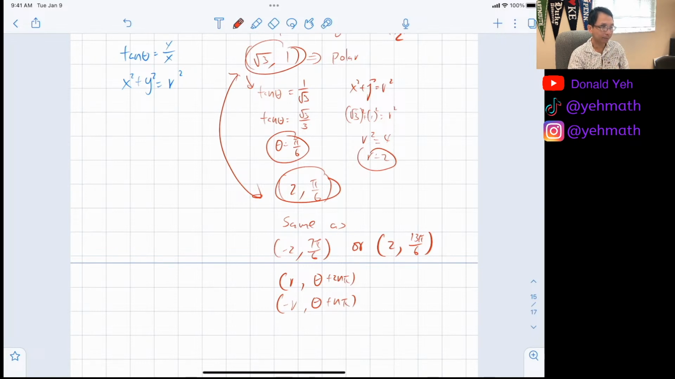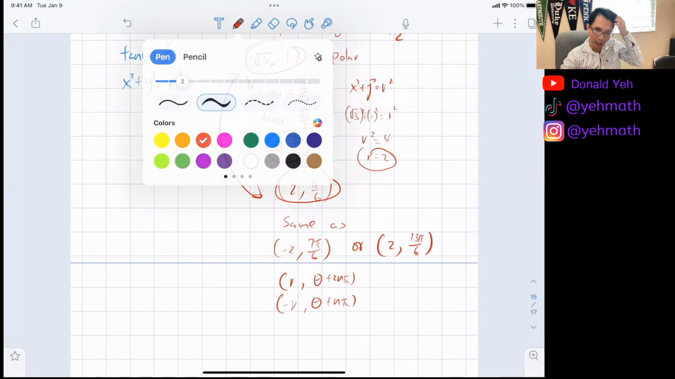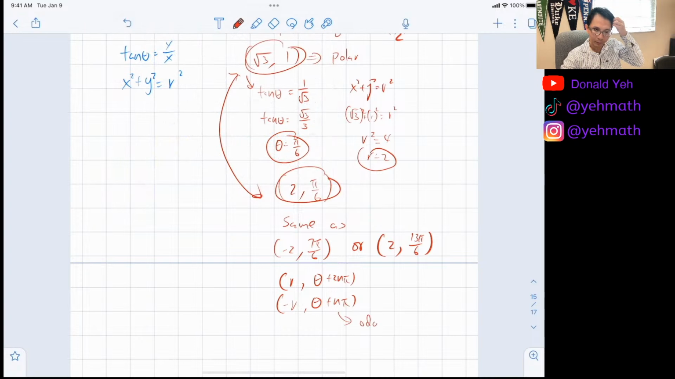Is that okay? Yeah. Understood. What does plus n pi mean? It means all the other rotations. So the n here has to be odd. You cannot do plus 2n pi, because then you could end up on the same one as the first statement and it'd be wrong.